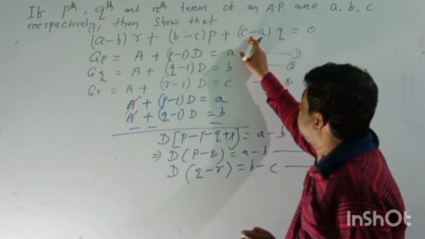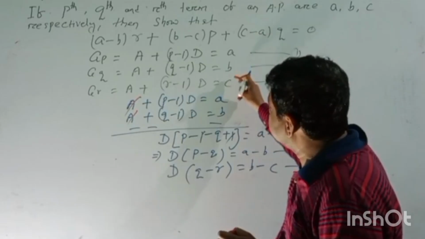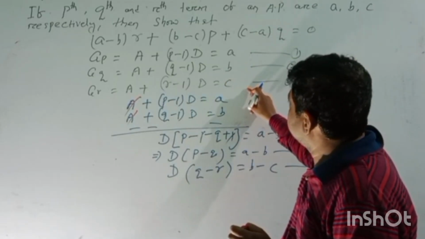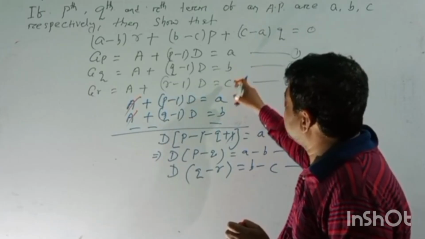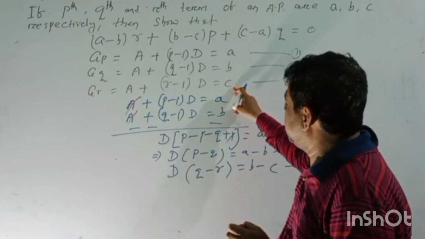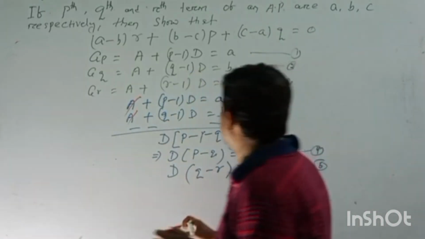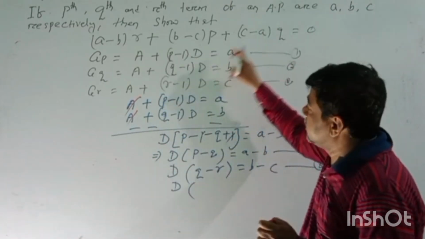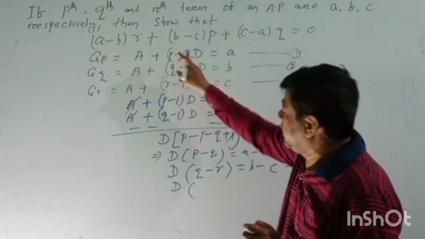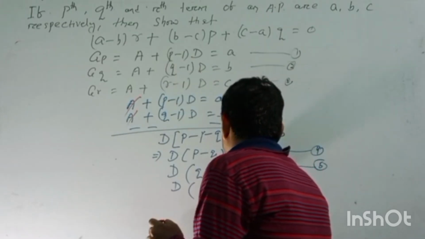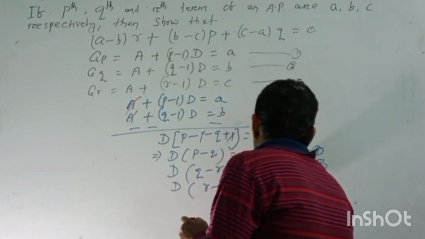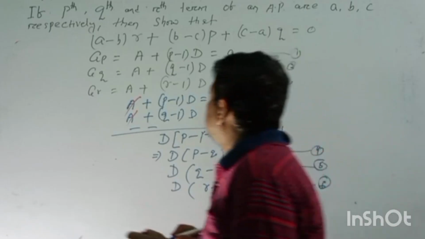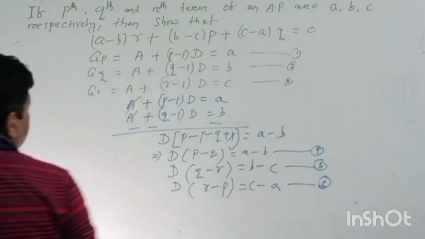And here one term is c minus a. It means you will subtract equation 1 from equation 3. Understand? Similarly, if you write D whole into, from equation 3, c minus a, it will be (r minus p). D into (r minus p) is equal to c minus a. Okay, understand? Now let us come to what we have to prove.